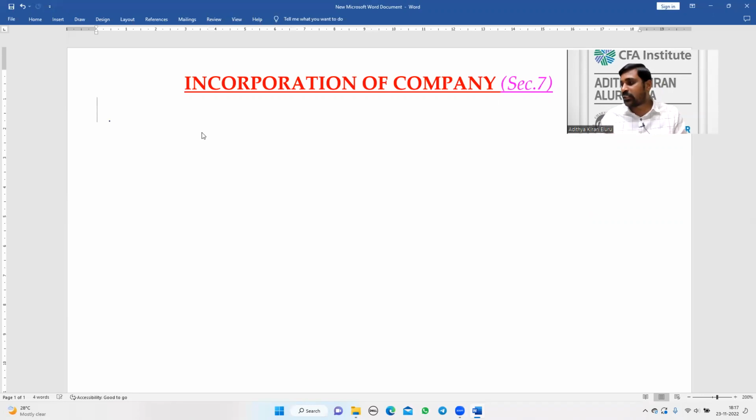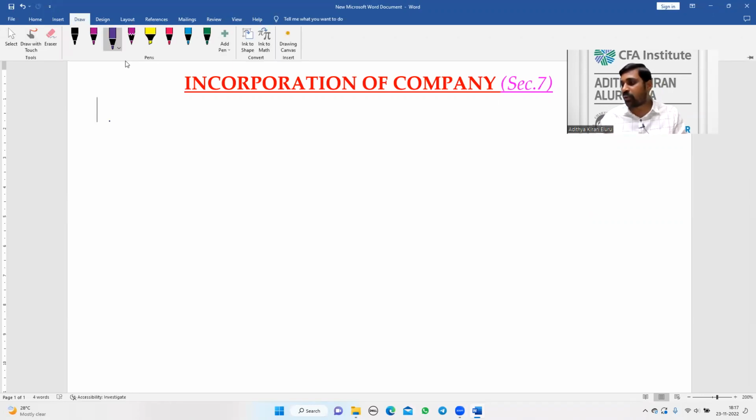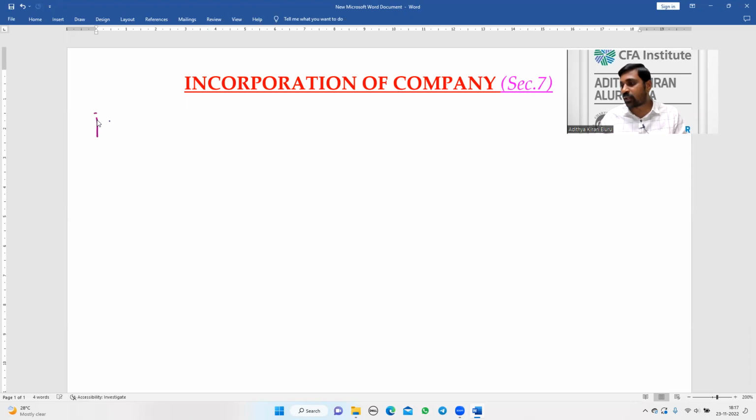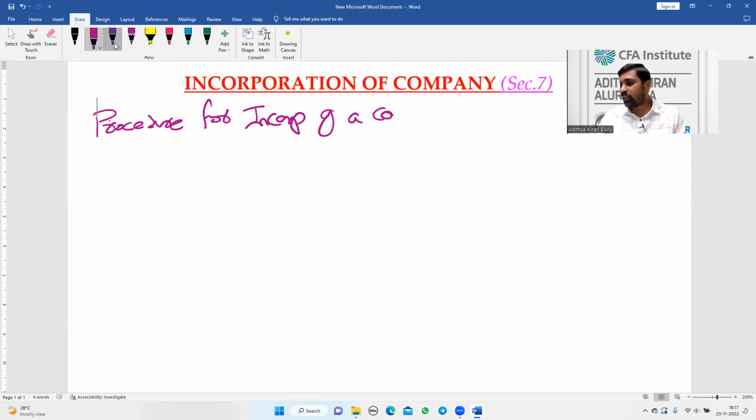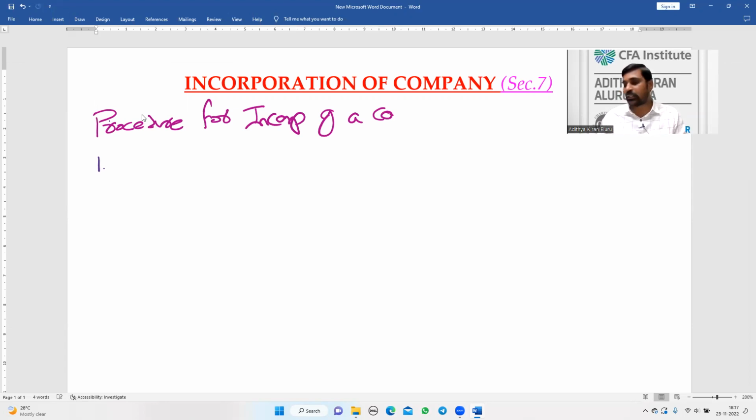Right. So first thing, procedure for incorporation of a company. What is the procedure? First, we need to gather the minimum number of members. To incorporate a company, we need to have a minimum number of members. And after gathering the minimum number of members, we need to submit the documents.